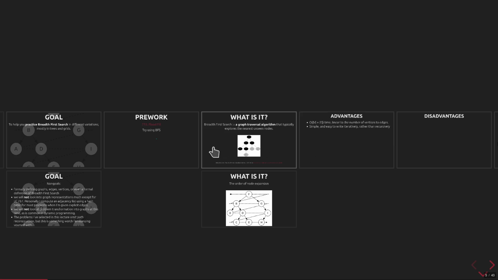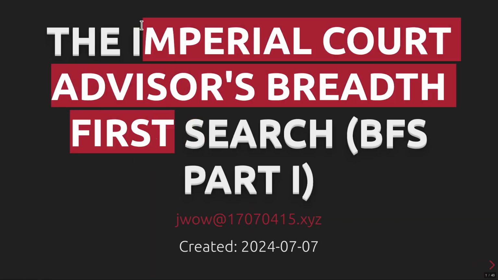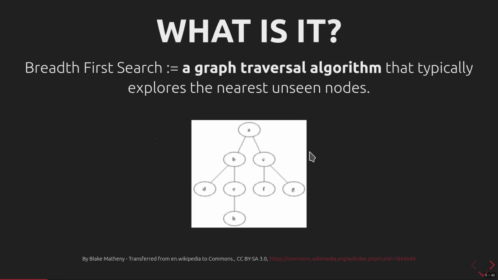I named it the Imperial Court Advisor's breadth first search. What we're going to be talking about today is really about expanding territory. And that's how I understand breadth first search. It is an expansion, rather than in depth first search, where you just go as deep as you can and then backtrack. This is a different algorithm.